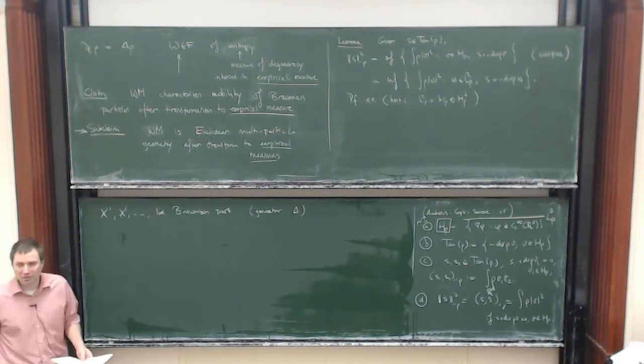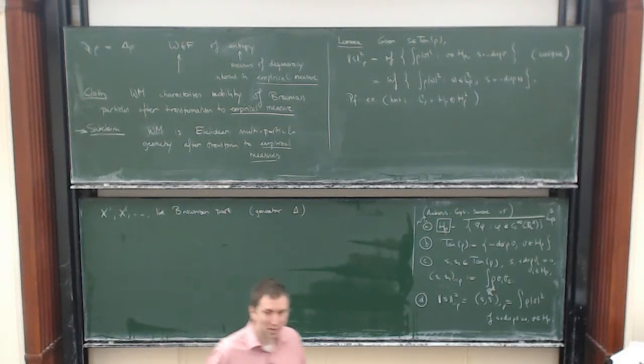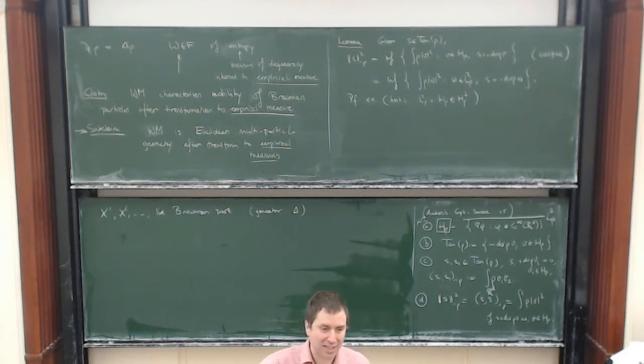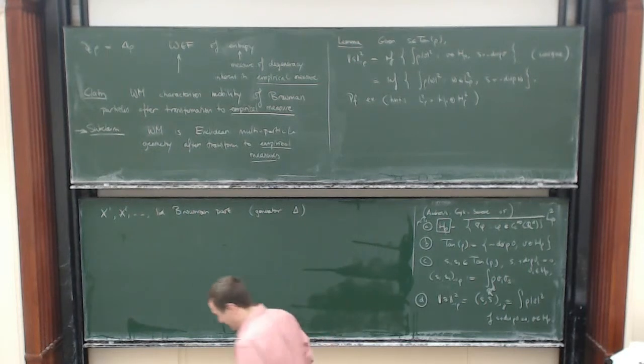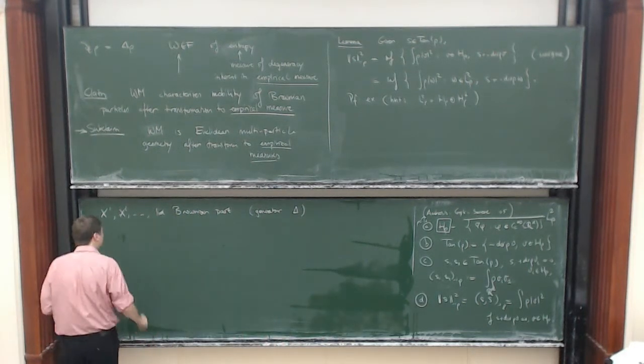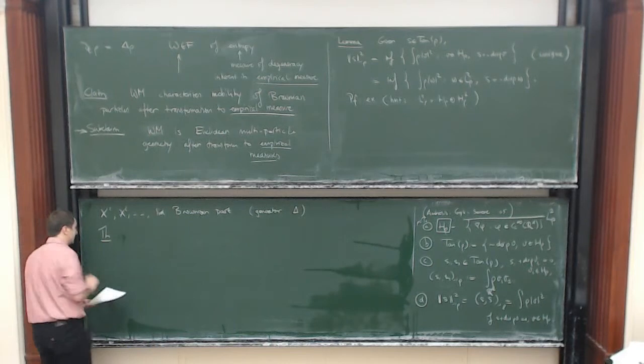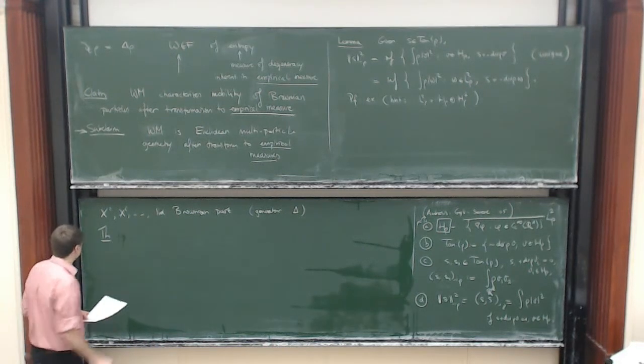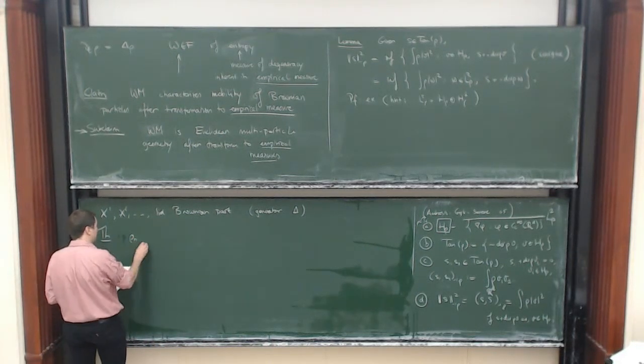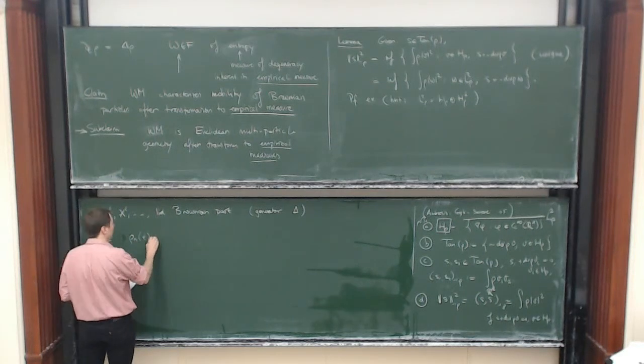Let me just check. Who doesn't know what I mean when I say a Brownian particle? Can I see hands for those who do not know what I mean when I say Brownian particle? Okay, so then I'll just state the theorem right away, and then we can go to the exercise. So again, I look at the empirical measure of these things, which now is a time-dependent empirical measure.